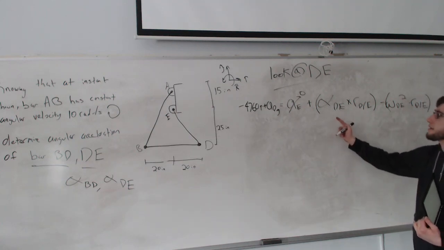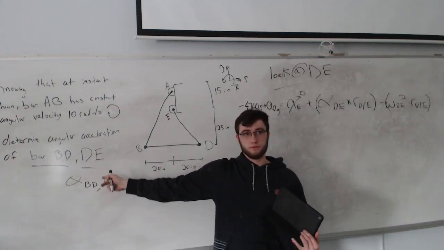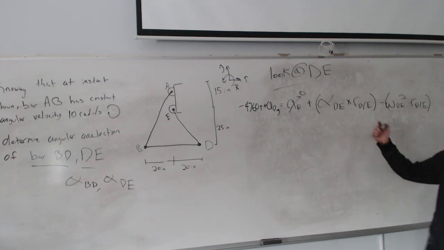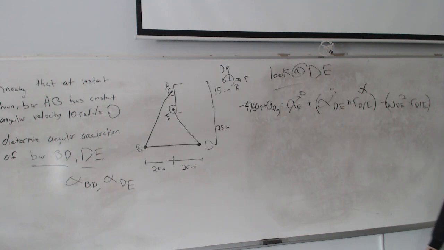Alpha dE, this is actually the second part of the problem. So it's good that this variable shows up. This is the second part of the problem. D with respect to E, the position vector, I can get that. I solved for the angular velocity of dE, have that. I can get that easily.